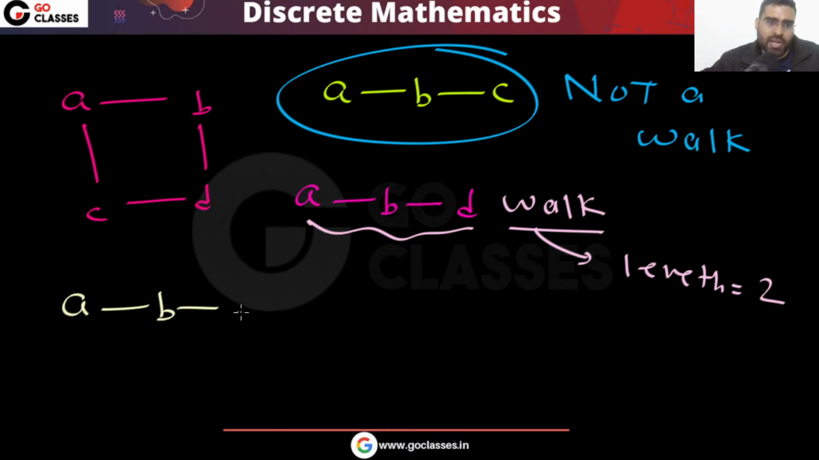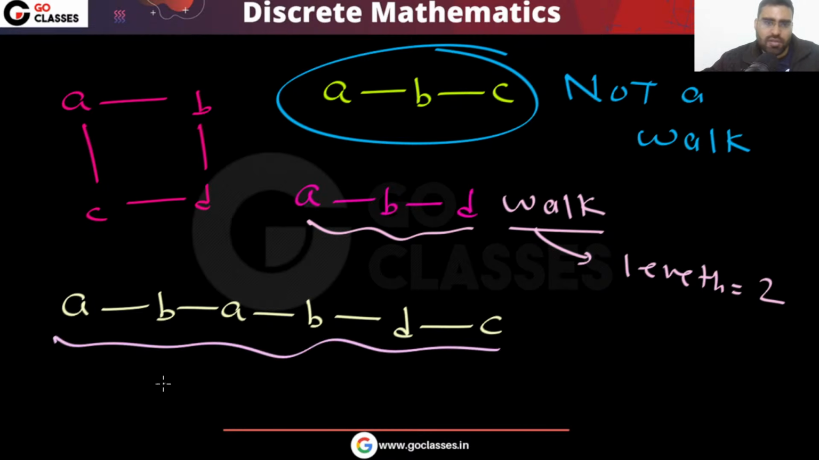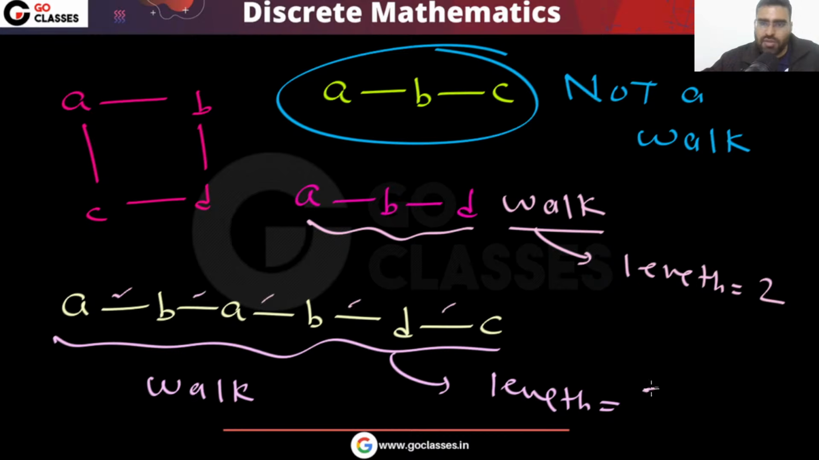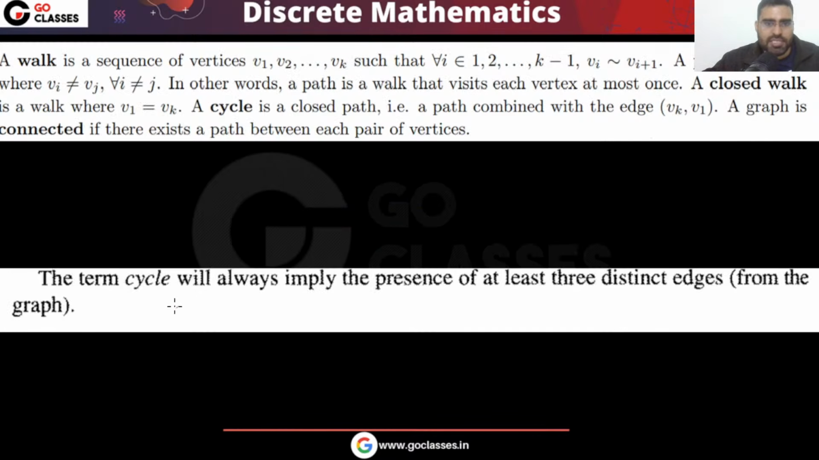And this is also a walk. You can go from A to B, then to A, then to B, then to D, then to C. What is the length? The length is the number of edges: 1, 2, 3, 4, 5. So the length will be 5. Similarly, the number of edges is the length of a walk, the length of a path. That is the concept.